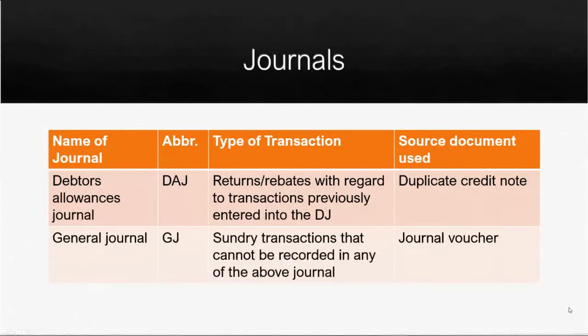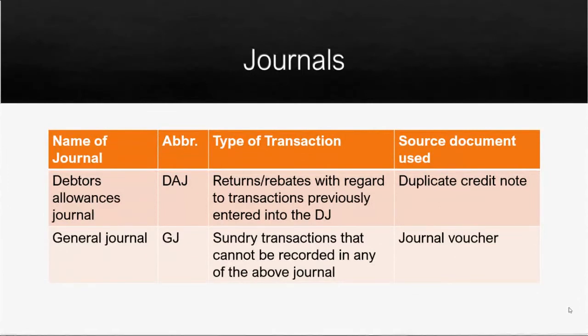Then the debtors allowance journal, the DAJ, similar to the creditors allowance journal, is for any returns from our customers, or if they want rebates because they felt the product was not what we've advertised. And we would use the duplicate credit note as our supporting document, because we would have given the original to our customer.